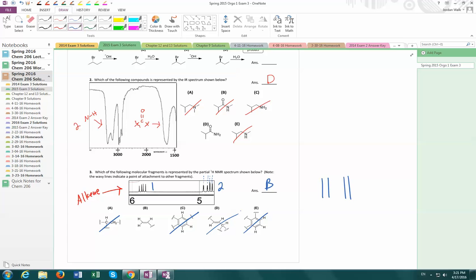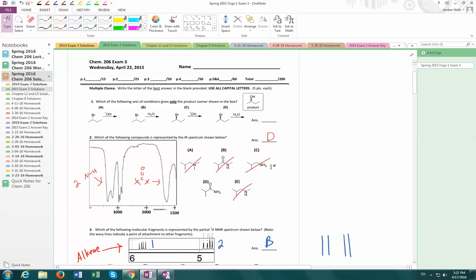Yeah. Can we look at number 2 right about that one? Sure. How can you tell the difference between option B and D from looking at that spectrum? All right, so let's go back and we'll just do it from scratch.